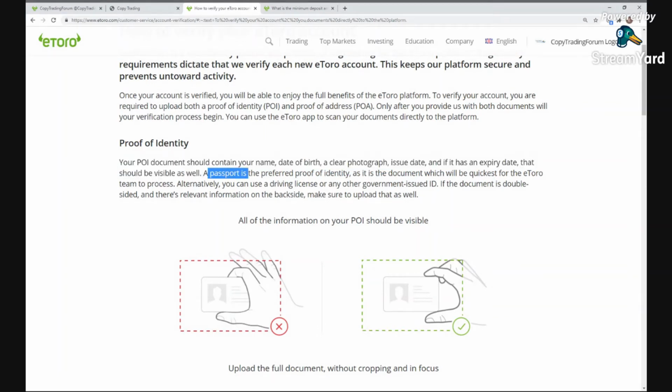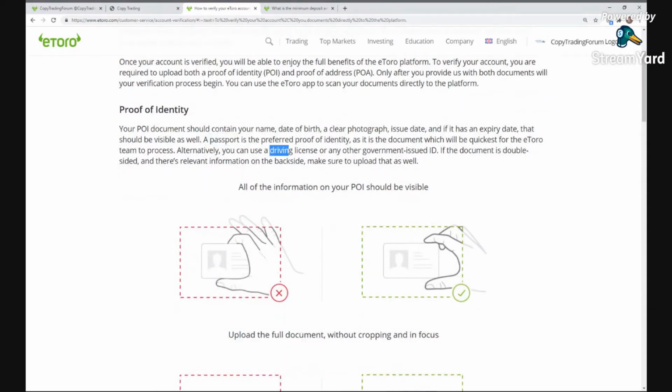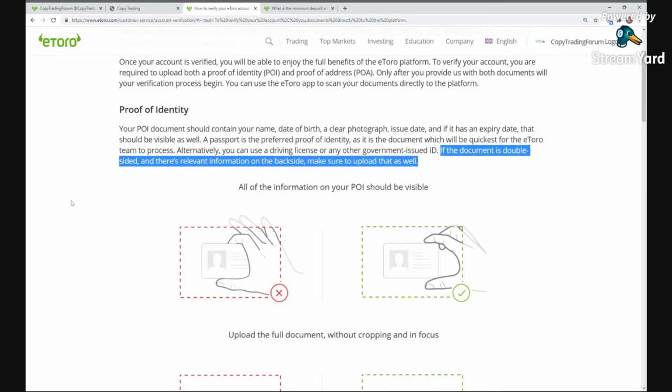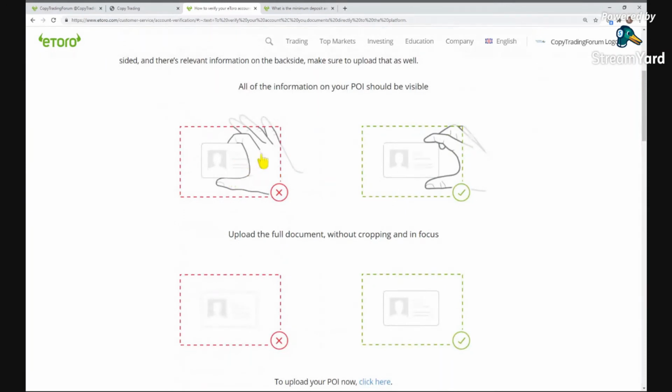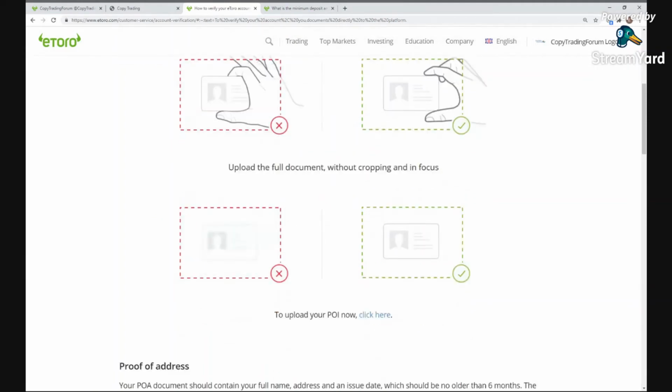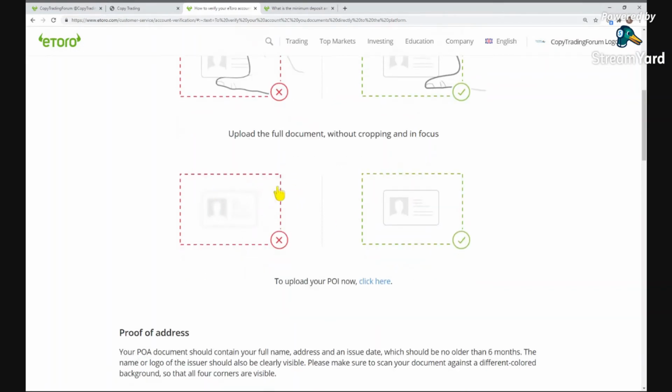A passport is good, or a driving license, or any other government-issued ID. If the document is double-sided and there's relevant information on the back side that I mentioned above, make sure you upload that as well. You can see here they want a picture that's not cropped and not covering any of the details. It's a clear picture holding the ID, and if it has another side with relevant details, you need to upload that too. It says don't crop, and it should be in focus and clear.